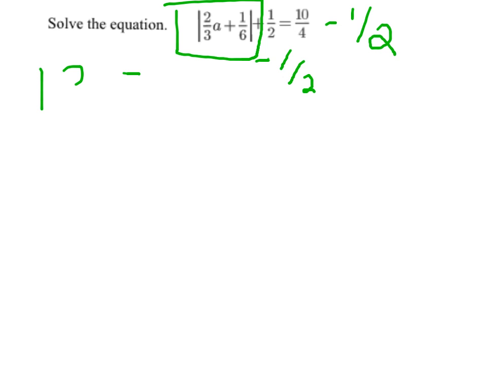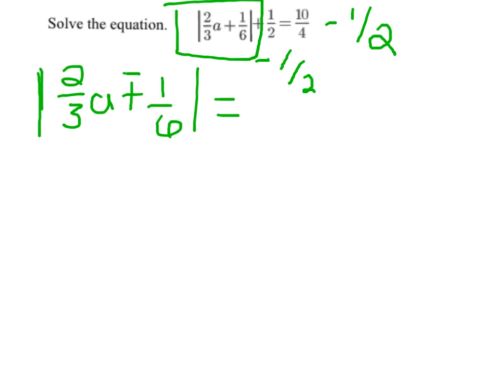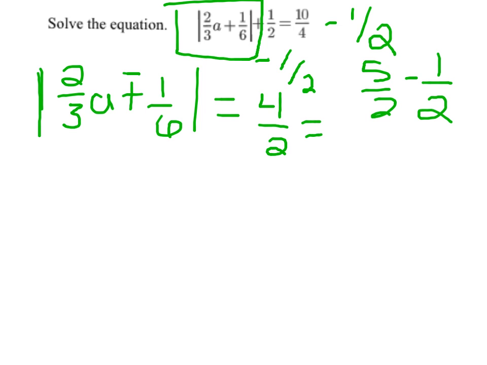So we are left with 2/3 A plus 1/6 in our absolute values. And then on the other side, we know 10/4 also reduces to 5/2. So you're taking 5/2 minus 1/2, which gives us 4/2, or 2.